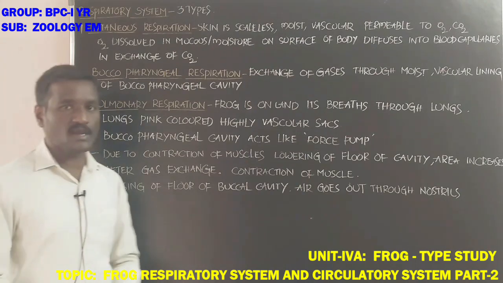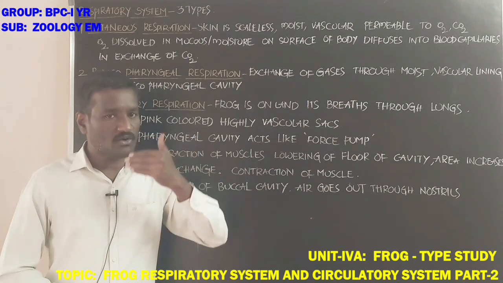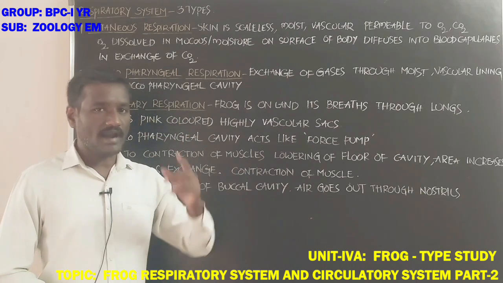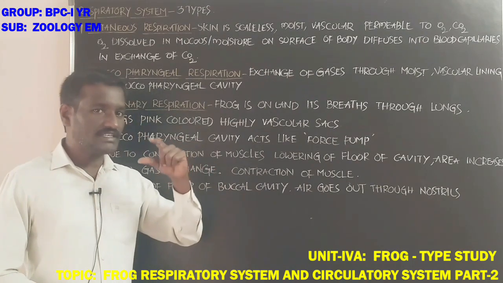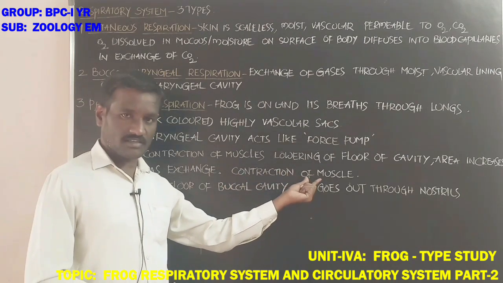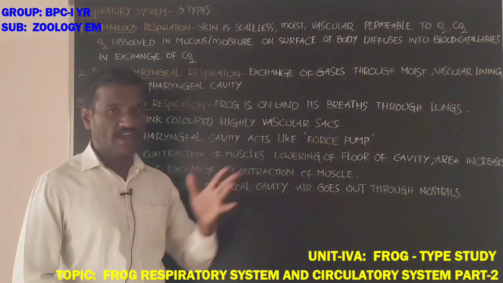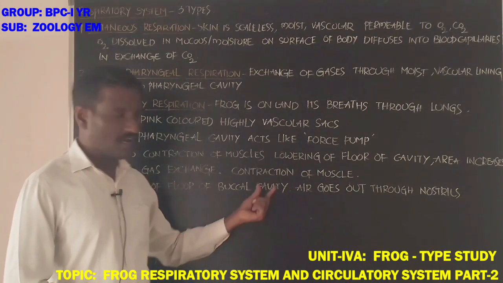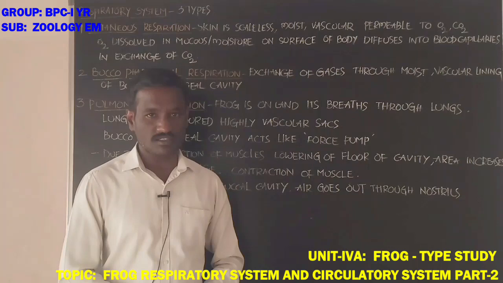Students, and at the same time oxygenated air enters into the buccopharyngeal cavity and passes into the lungs finally, and in the lungs exchange of the gases takes place. After the exchange of the gases, the muscles related with the buccopharyngeal region contract again. Next, raising of the floor of the buccal cavity. It leads to raising of the floor of the buccal cavity and air goes out through the nostrils.